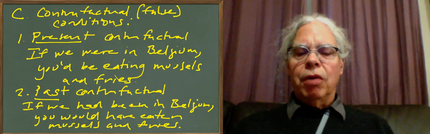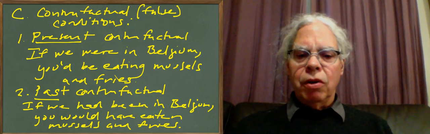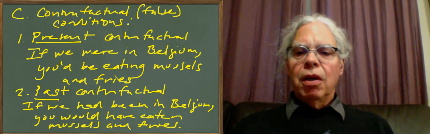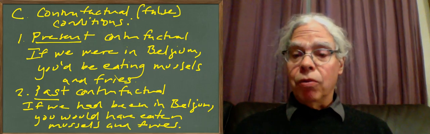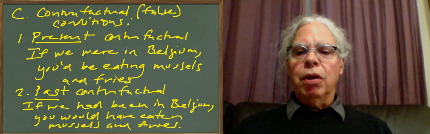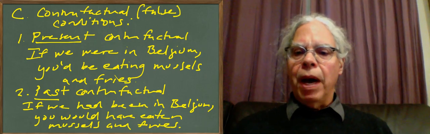So those are our three types. The general conditions, which are present and past. The vivid conditions, which are less vivid, more vivid, and most vivid. And the contrafactual conditions, which are either present or past.